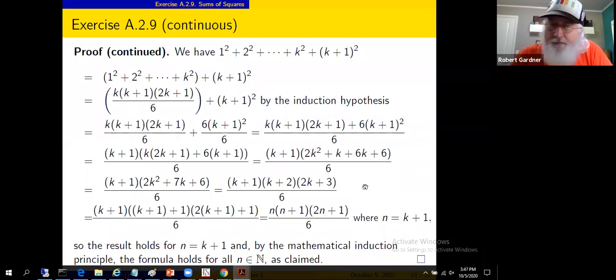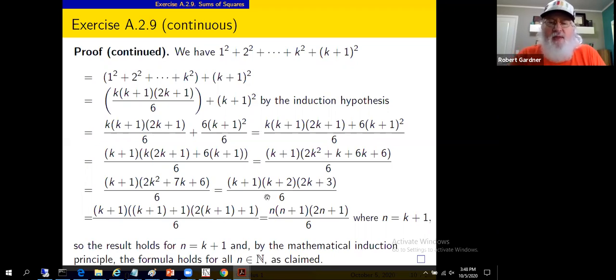Remember what you're looking for. I want this to be the formula with n replaced with k plus 1. So if we let n equal k plus 1, what do you have? Well, this would be n itself. Let's see. Oops, let me split it up first. So let's take the k plus 1, bring it out there. We'll take that to be n. k plus 2, let's write that as k plus 1 plus 1, which it certainly is. And let's take 2k plus 3 and write it as 2 times k plus 1, plus 1.